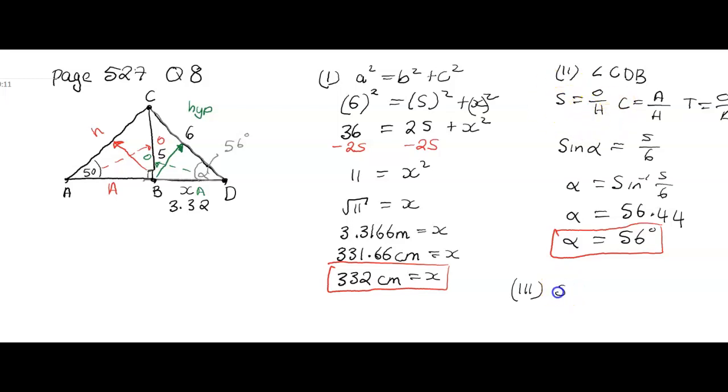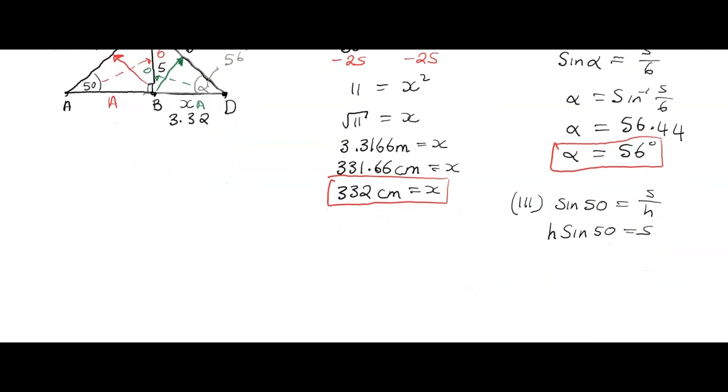It's sine. So sine 50 is equal to the opposite, which is 5, over hypotenuse, which I'm going to call h. So multiply across by h to get rid of the fraction. h sine 50 is equal to 5. And then divide across by sine 50 to get h on its own. So h then is equal to 5 over sine 50. h then, when I put that into my calculator, I should be getting 6.53 meters.